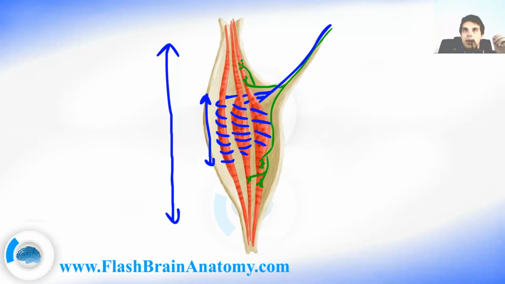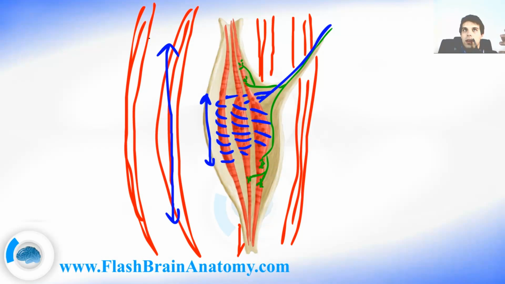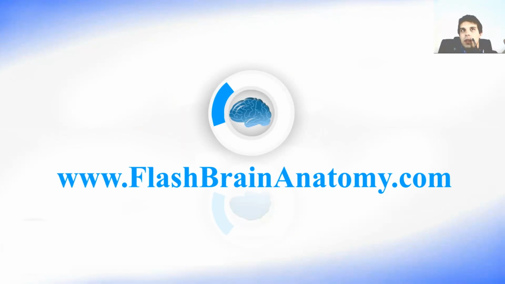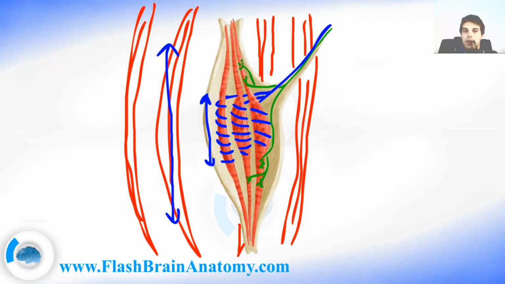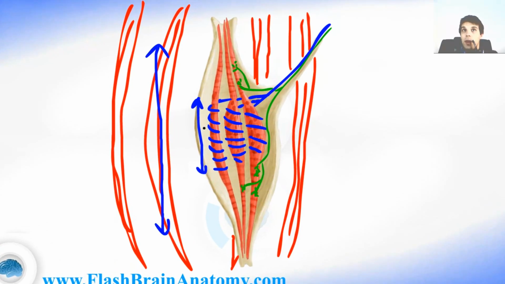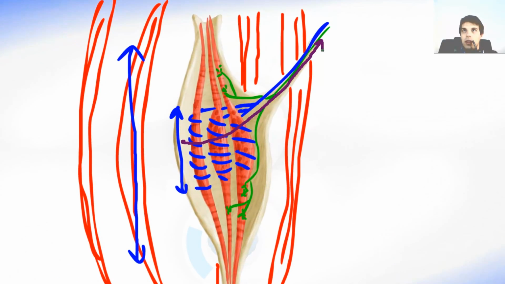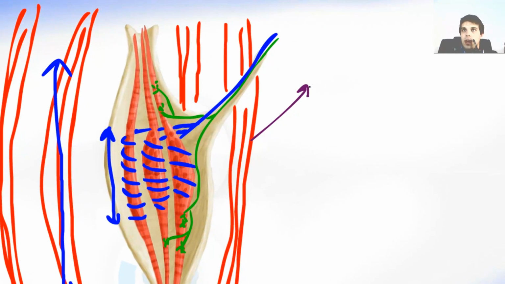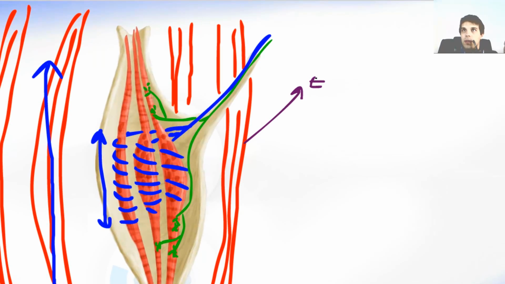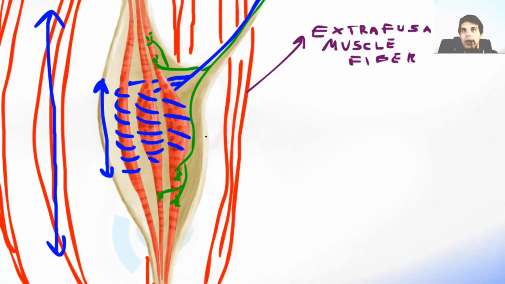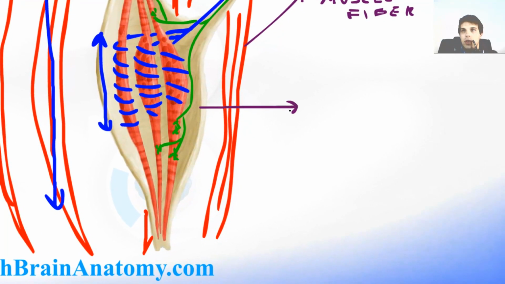Now let me bring our extrafusal muscle fibers back. Now, as I said, when the extrafusal muscle fibers stretch, the intrafusal muscle fibers stretch too, because they are attached to the intramuscular connective tissue. And as they stretch, the higher rate of impulses is coming from primary and secondary nerve endings. Now let me write all of this down, just not to forget it. This was the extrafusal muscle fiber. This over here was the connective tissue capsule.